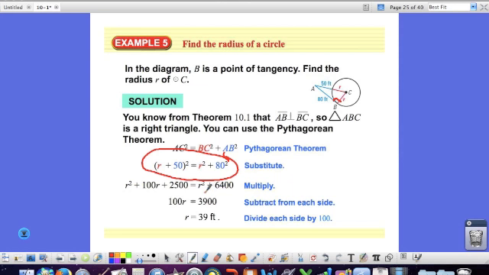Subtract r squared from both sides. Subtract 2500 from both sides. You get 100r equals 3900. So the radius is 39 feet.